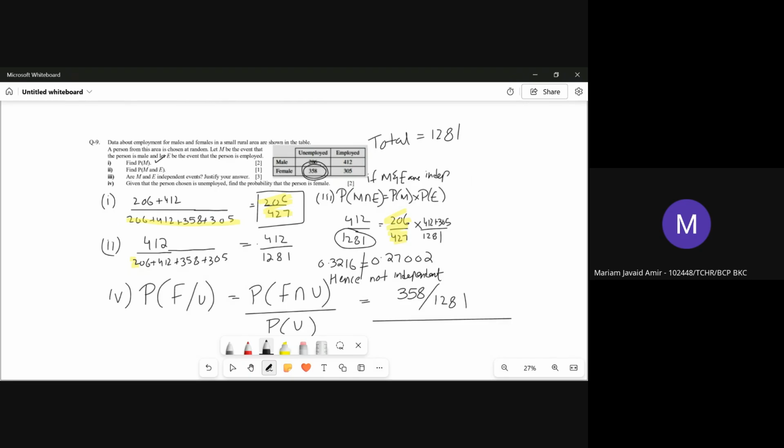The denominator is the probability of selecting an unemployed person. So how many unemployed people do we have? Let's sum these. It's 206 plus 358, that's 564. So the probability of choosing an unemployed person would be 564 divided by the total number of people, 1281. Enter it in the calculator and you'll get 179 over 282.